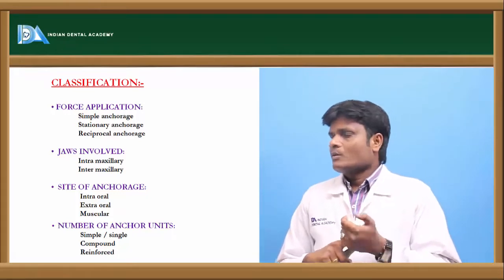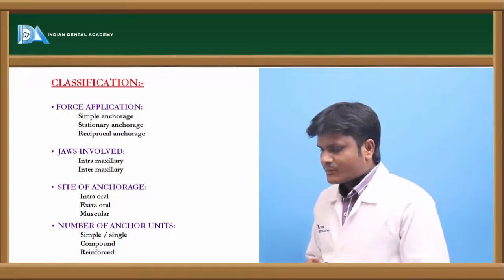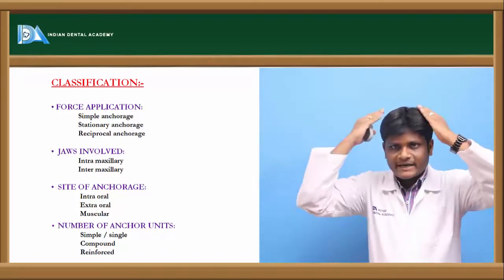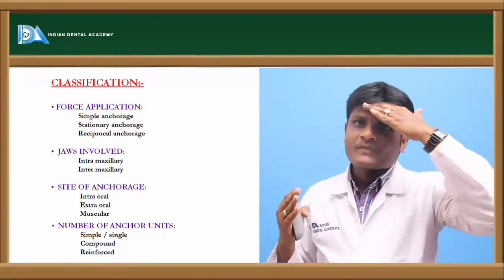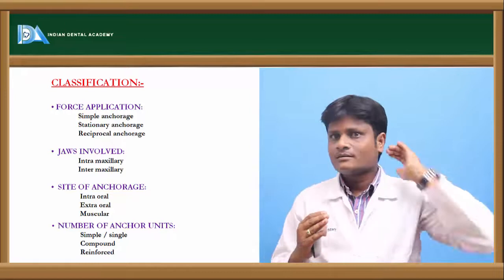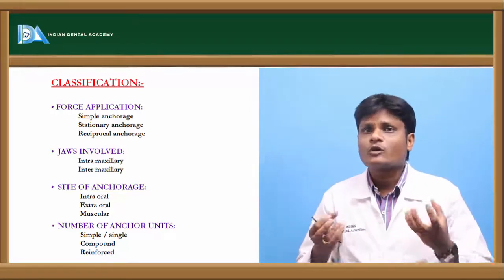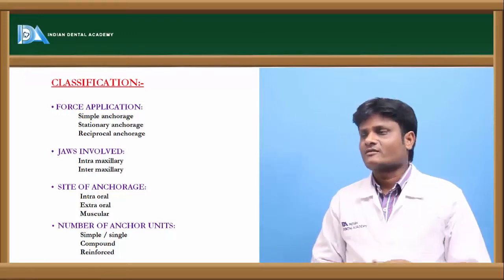Now, what do you mean by extraoral anchorage? In the extraoral anchorage, we take support from the structures which are present extraorally, like parietal bone, occipital bone, frontal bone, or nape of the neck or facial bones, which can be taken as an anchorage to move the tooth or a group of teeth or a skeleton, as in case of orthopedic appliances.